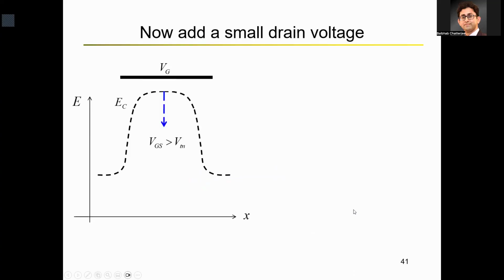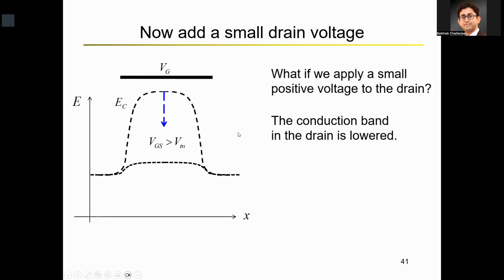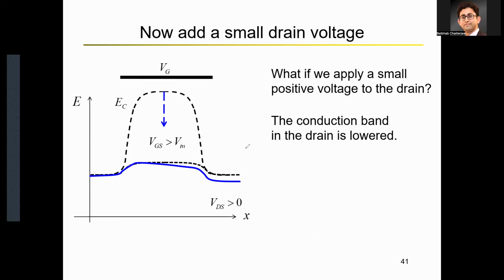Now, if you make the gate to source voltage higher than, let's say, some kind of a threshold, and at the same time, you create a VDS which is greater than 0. So this is the drain side, and this is the source side, and this is what you have at the gate. So on the drain side, you apply a positive voltage, and you apply a negative voltage at the source. So your VDS is positive.